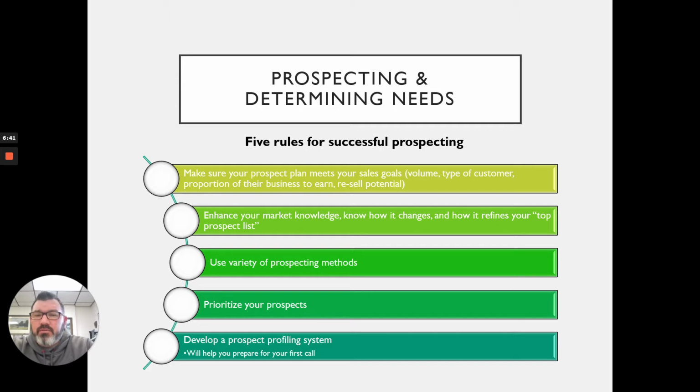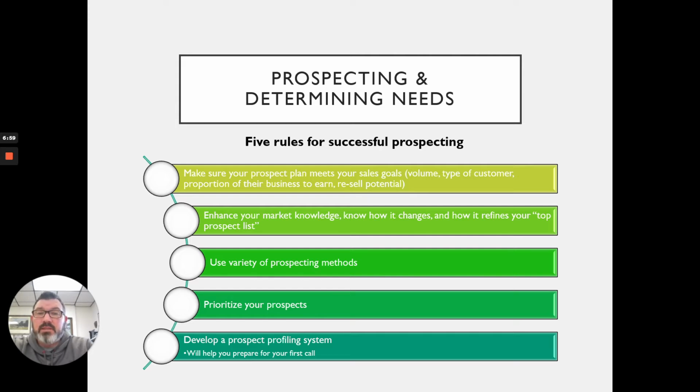Use a variety of different prospecting methods, and I'm talking specifically about leads, cold calls, direct mailers, whatever it might be strategy-wise. Use a variety of them. You never know which one is going to catch a customer's eye.